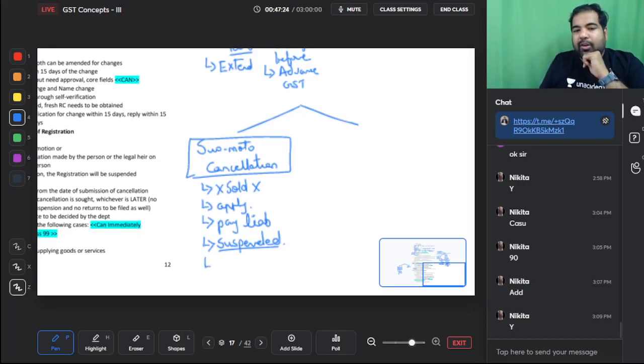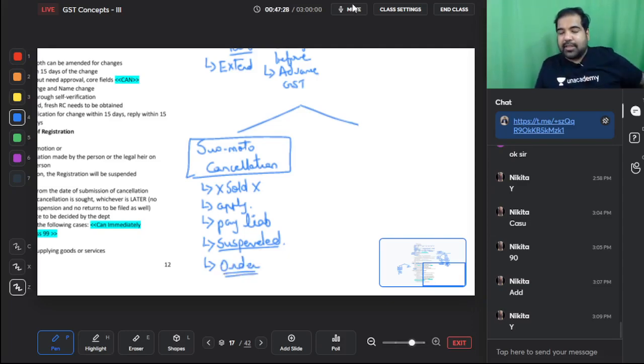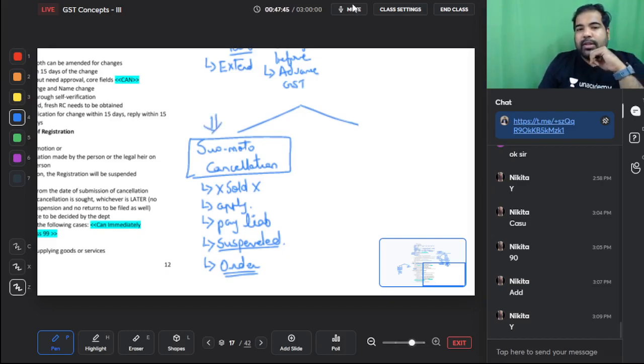And finally he will send you an order that your GST registration is cancelled. Let's say the order comes to you on 5th March and it says that your GST registration is cancelled from 15th March. Once the order comes, you need to file a final return, which we will see in the returns chapter. This is the easy registration, guys, not a big deal. But the more important one is cancellation by the GST officer.